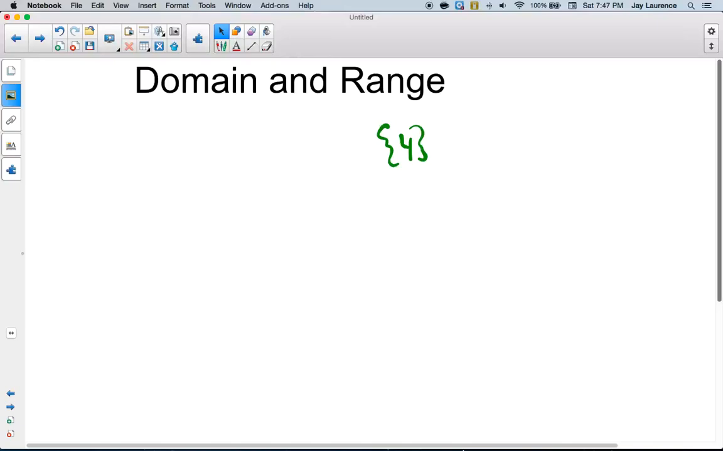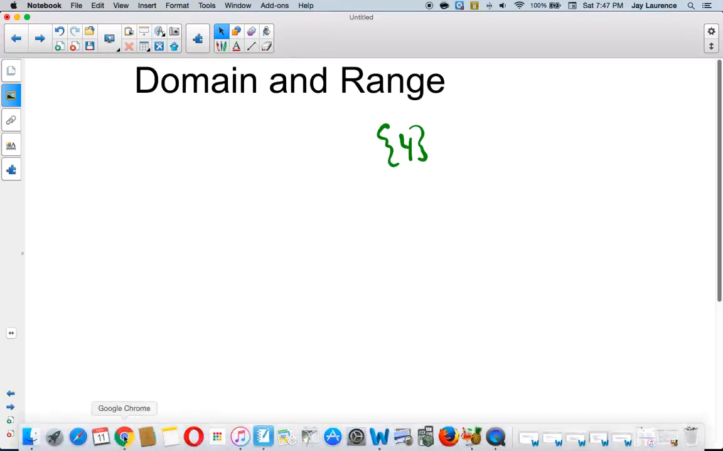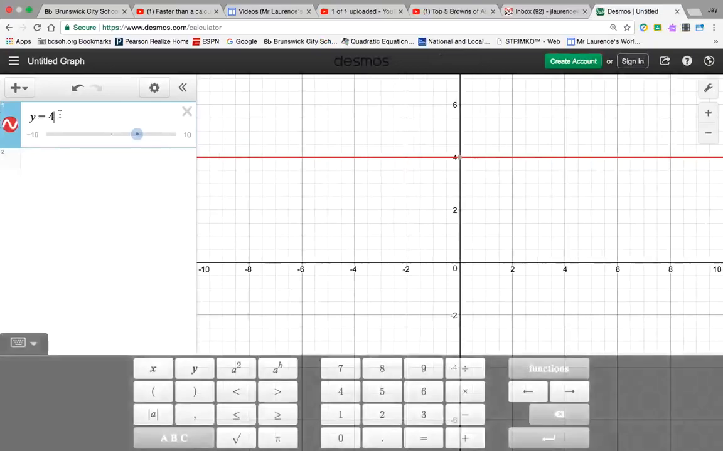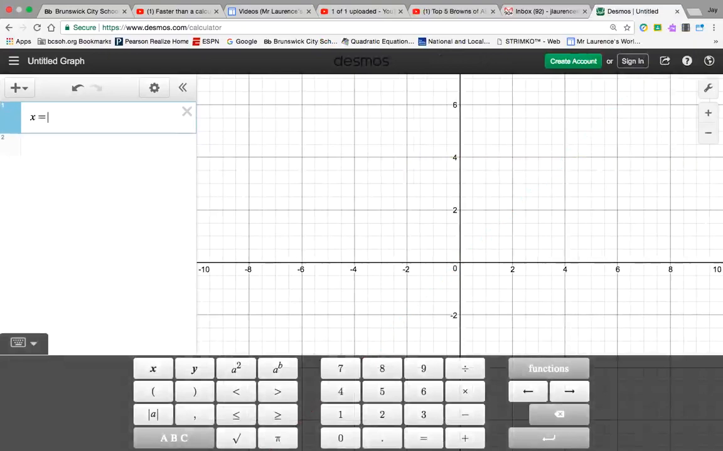I'm going to put the next equation up and see if you can tell me the domain and the range, both of them actually. The next one is x equals 2. There it is. See if you can tell me the domain and the range. Pause the video if you need to.